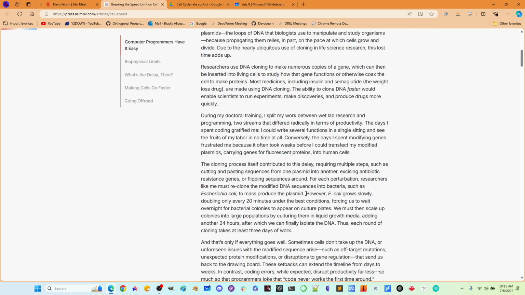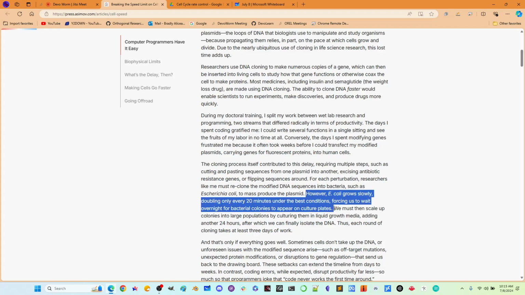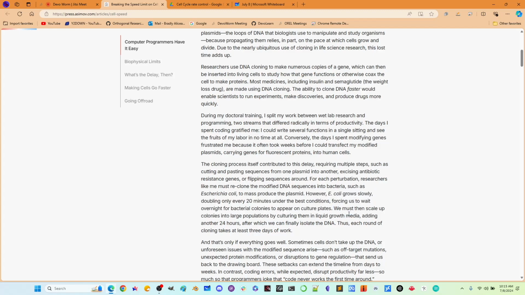So if you think of cell division as sort of a compiler for your genetic engineering experiments, it's like running a compiler overnight. And of course, in computer science, that would be unacceptable. But this is something we have to live with in biological engineering. We must then scale up colonies into large populations by culturing them in liquid growth media, adding another 24 hours, after which we can finally isolate the DNA, that's the stuff that you've manipulated, and analyze it.